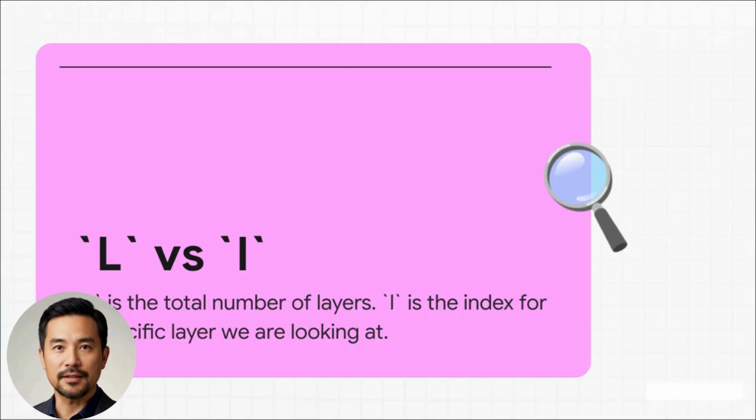All right, let's start with the absolute basics. When you see a big old capital L, that's just the total number of layers in the whole network. Simple. And a lowercase l? Think of that as our little pointer. It just tells us which specific layer we're looking at right this second. Layer 1, layer 2, layer 10, whatever.